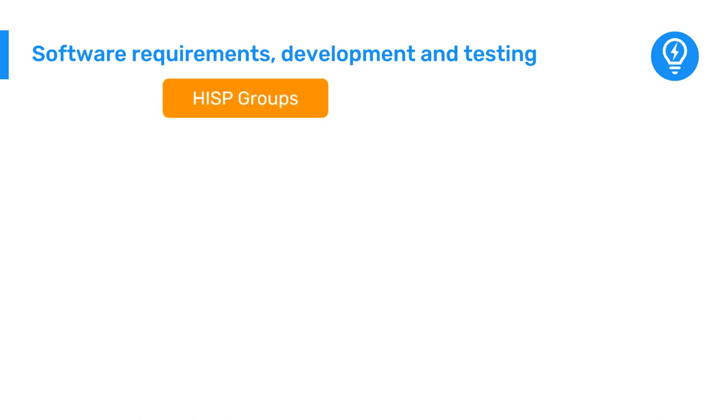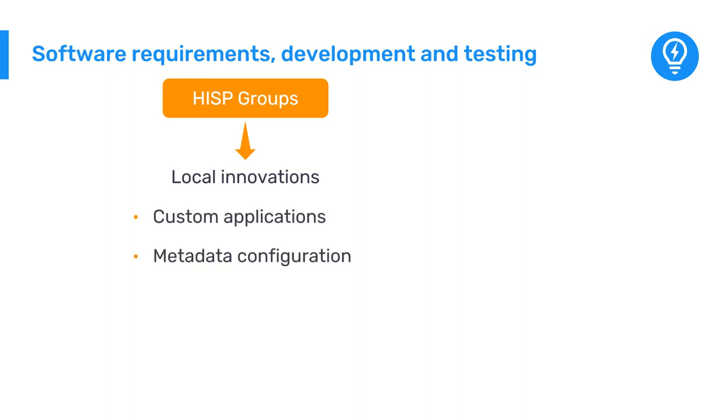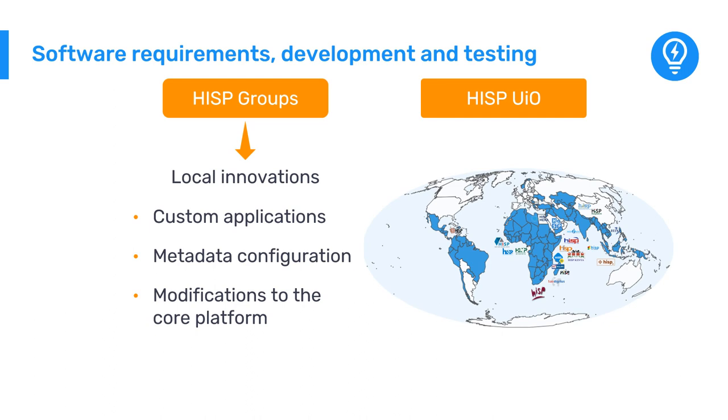HISP groups are also a source of local innovations, such as custom applications, metadata configurations, and modifications to the core platform developed to rapidly solve specific country challenges. These local solutions are shared throughout the network and can be adapted by the core team at HISP UIO for global deployment, followed by iterative improvements based on further feedback from HISP groups based on real-world experiences.